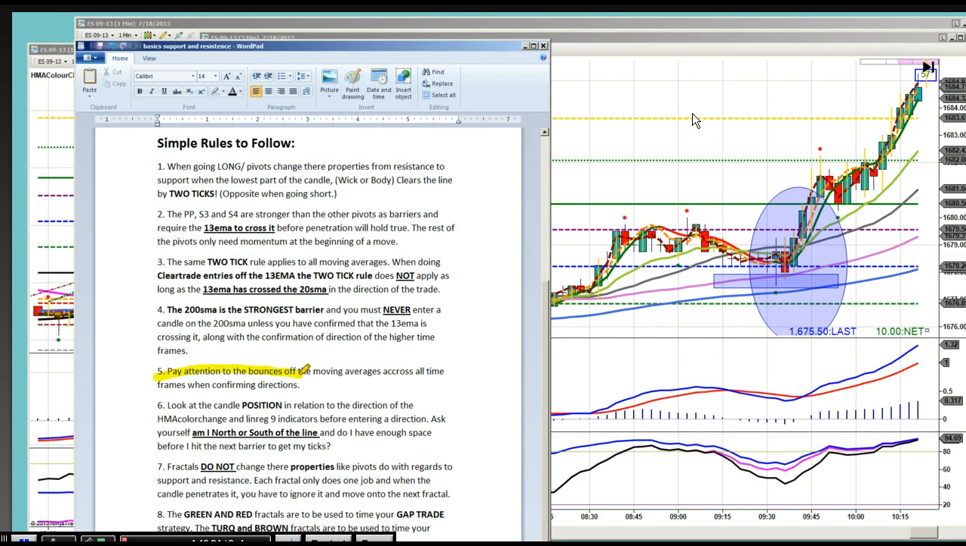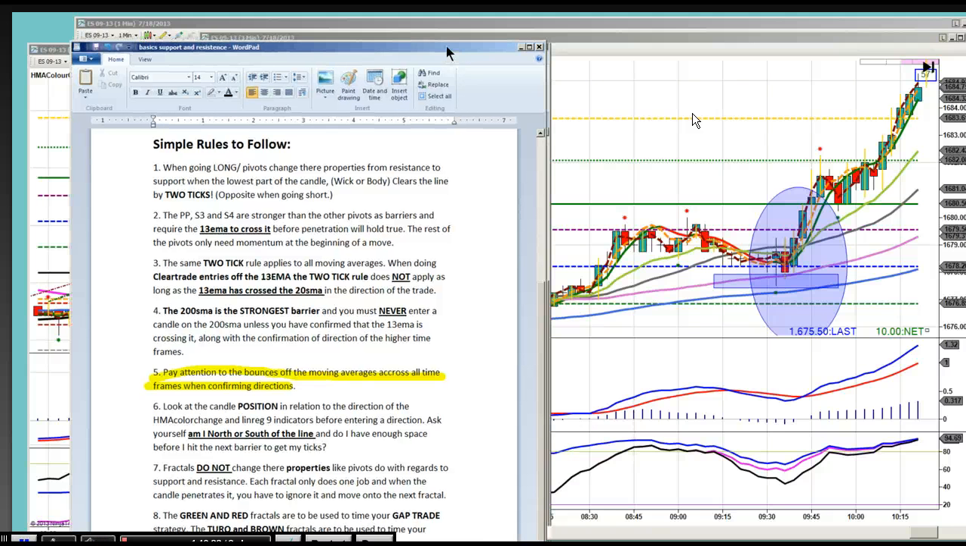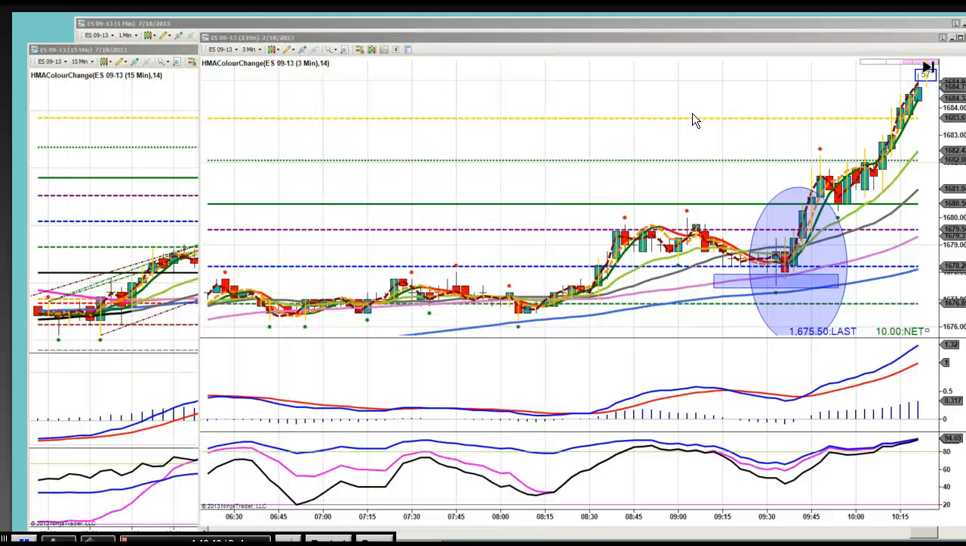Pay attention to the balances of the moving averages across all time frames. Penetrate or clear. Well, they're one and the same thing. In terms of terminology, when we say penetrate, we talk about clearing. It must clear the fence by 2 ticks.